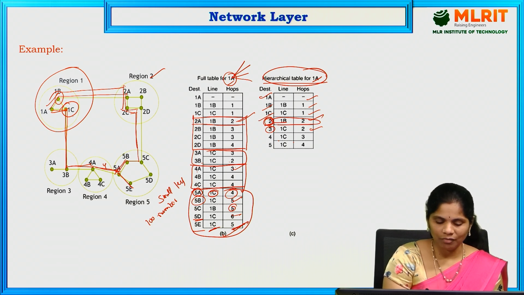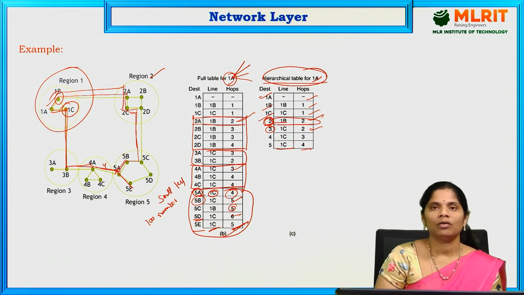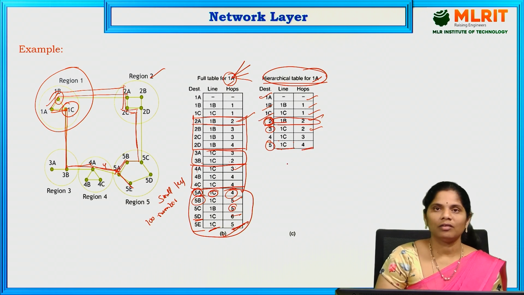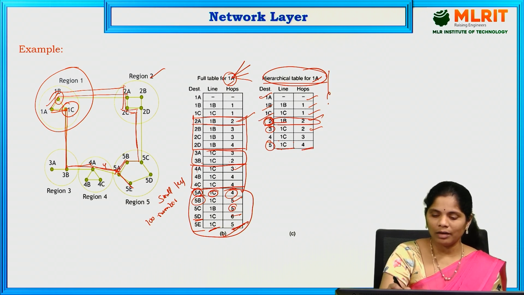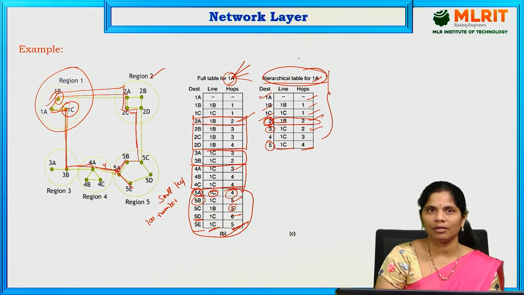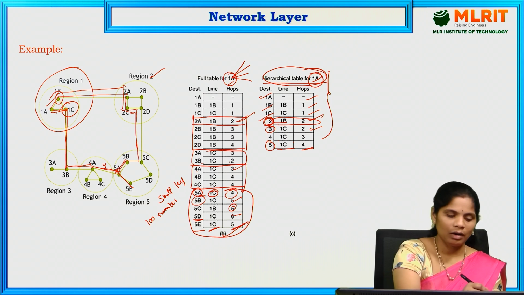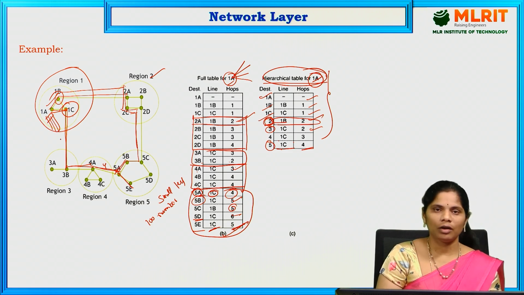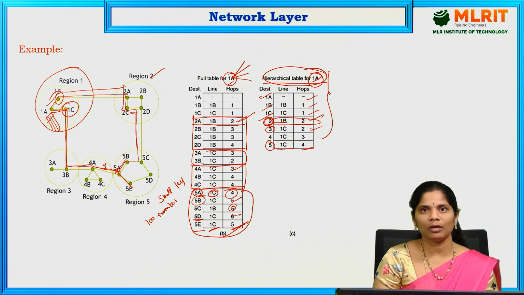That's why we are writing 5A, 1C and 4. This is the table for region 5, that is 4. Like this we have to write the hierarchical table for each and every router in that particular region, in that particular cluster also. This is for only one router I explained. Like this we have to consider for all other routers. This is about the hierarchical routing algorithm.